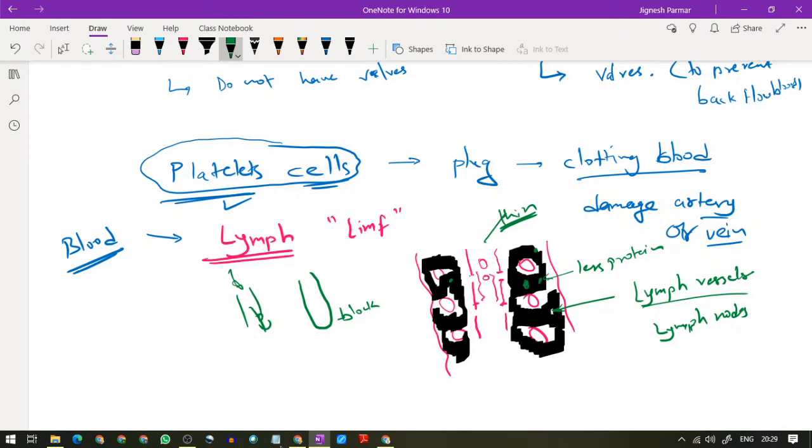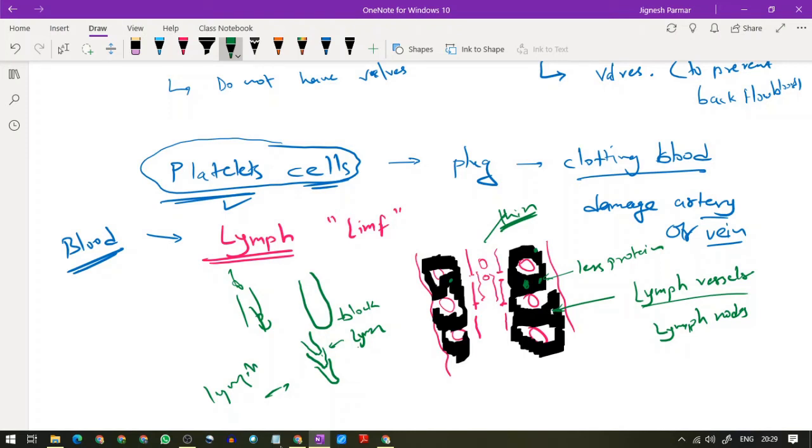So dear students, these vessels have overlapping cells. They have an overlapping kind of cell arrangement. And once the lymph enters, this will not allow it to come back. When lymph enters into this vessel, this is what we call a lymph vessel. So dear students, this is how the lymph vessels work.